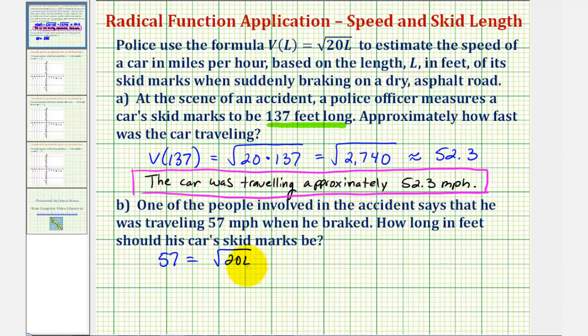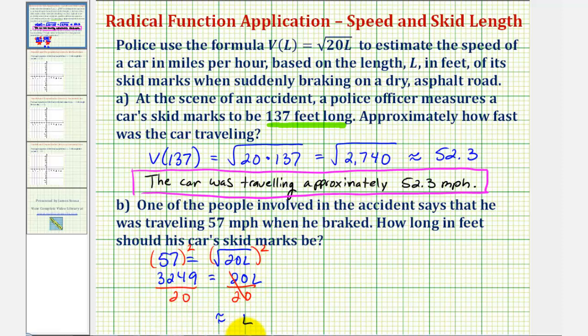So to solve for L, we first want to undo the square root by squaring both sides of the equation. 57 squared is 3,249. And when we square the square root, we're left with the radicand of 20L. So to solve for L, we now divide both sides by 20. And again, we're asked to round to one decimal place.